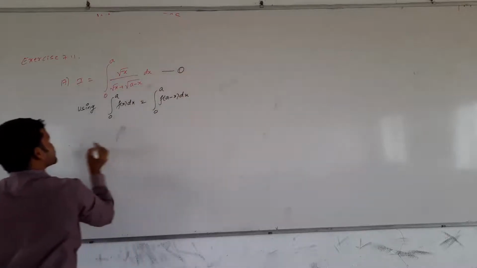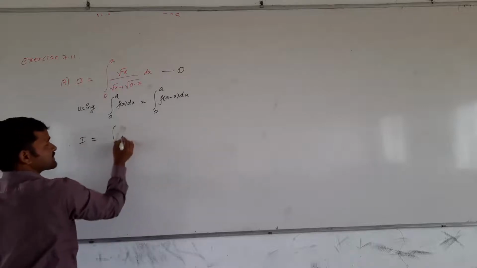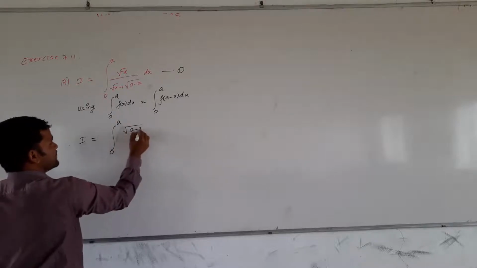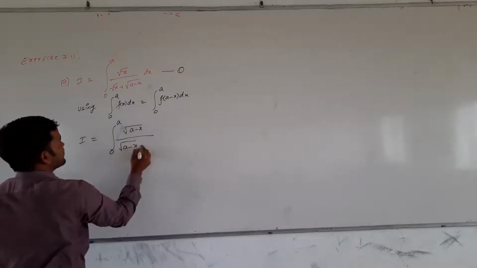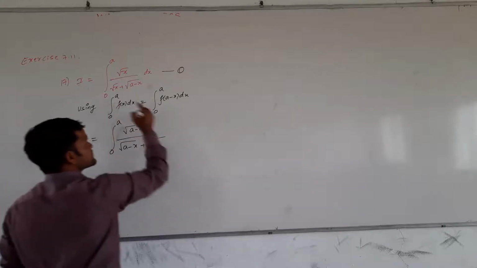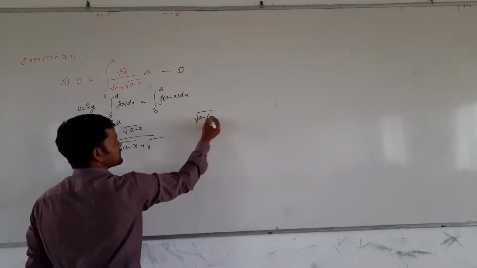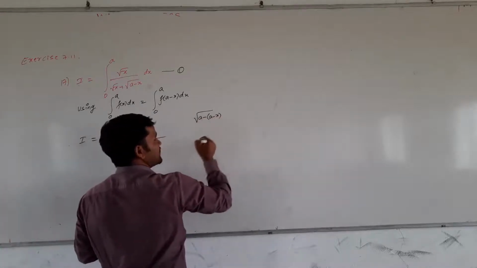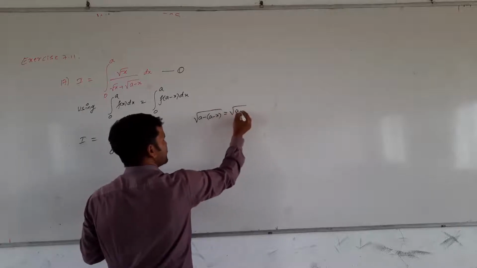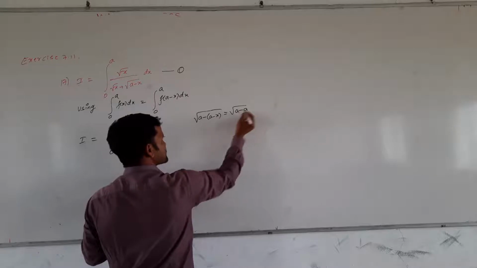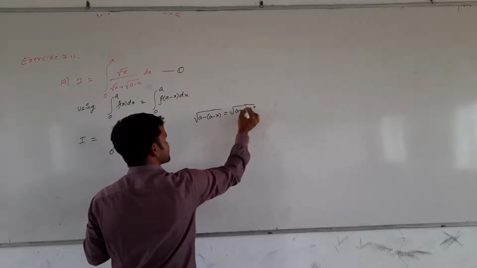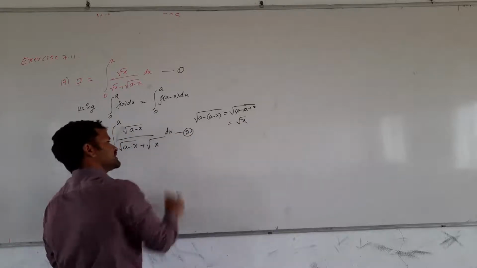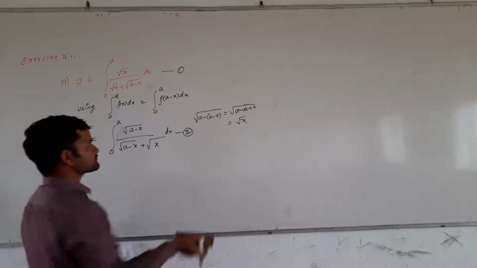Let me name this as equation 1. Now I is equal to the integral from 0 to a of square root of x by square root of x plus square root of a minus x. Here it becomes square root of a minus x by square root of a minus x plus square root of x, since a minus of a minus x is x, and plus a minus a cancel. We have root x into dx. Take this as equation 2.